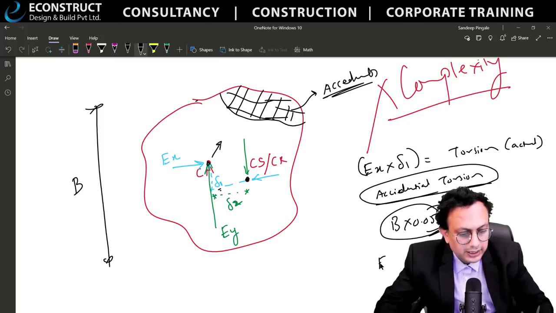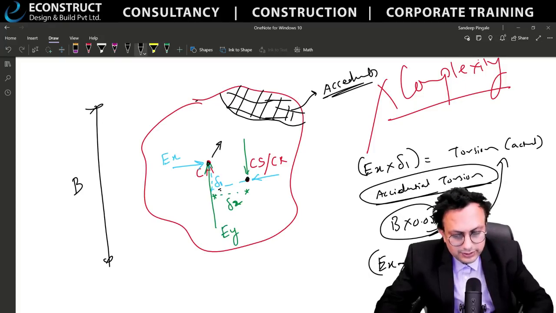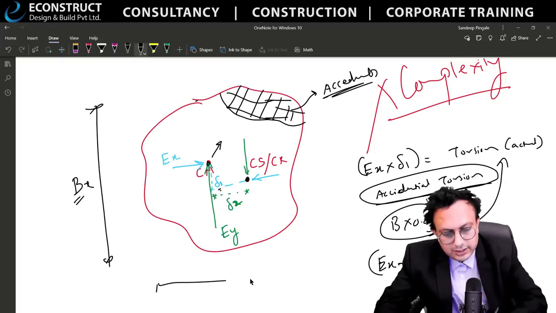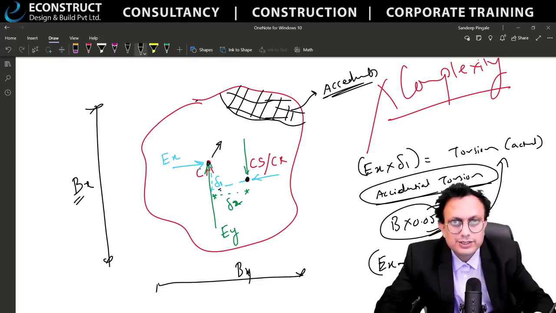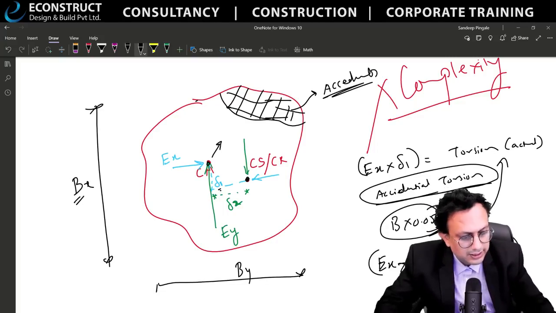So whenever you are applying the force, Ex multiplied by delta 1 is the actual torsion plus 0.05 times the B. This is the B. You take it as Bx here and take the By here, or vice versa. You can name anything there. I'll just take the 0.05 times B.